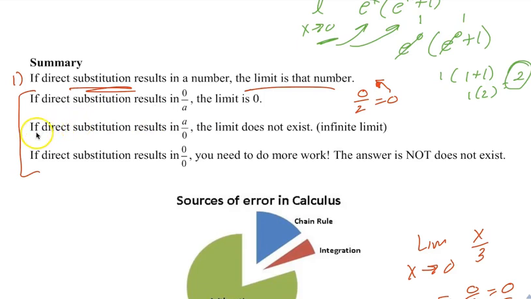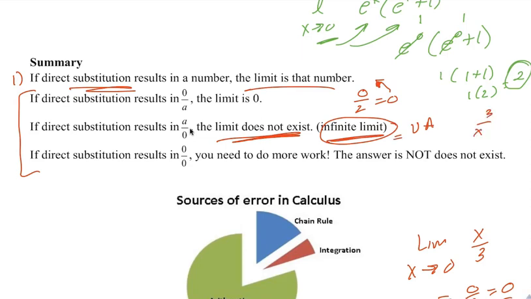On the other hand, if you do direct substitution and you get a 0 on the bottom, we can't divide by 0. That means the limit does not exist. Why? Because that's what a vertical asymptote is. The infinite limit is just a vertical asymptote. You can't have a 0 on the bottom, so call it a vertical asymptote. So if you get a 0 on the bottom with a number on top, the limit does not exist. And then finally, if you get 0 over 0, that means you need to do more work. That's our indeterminate form.